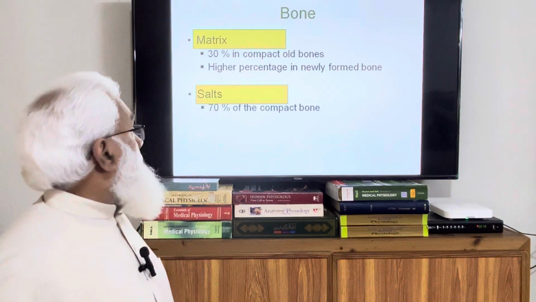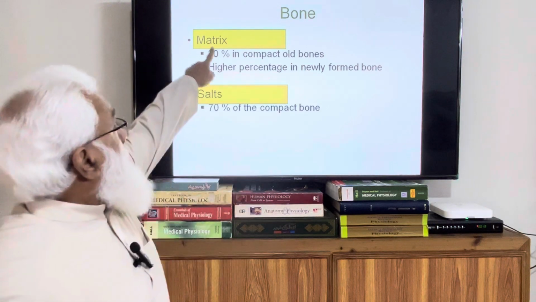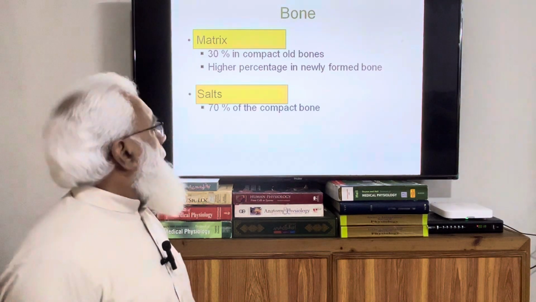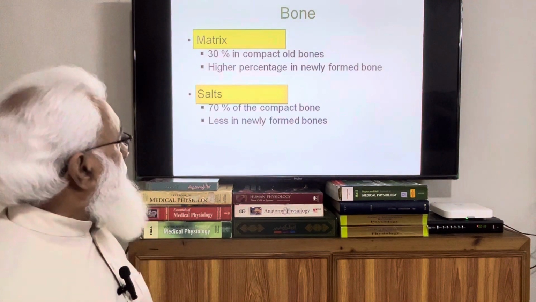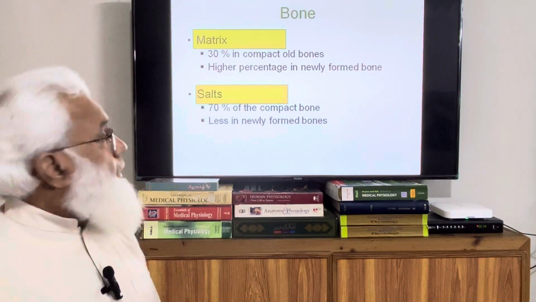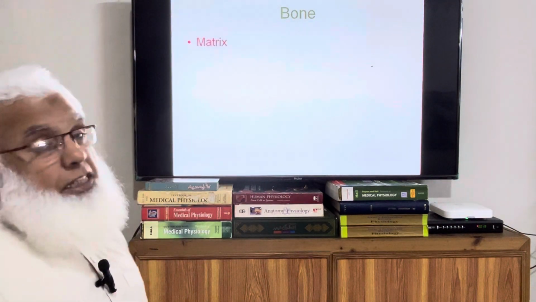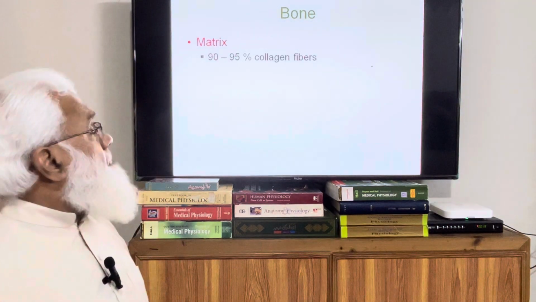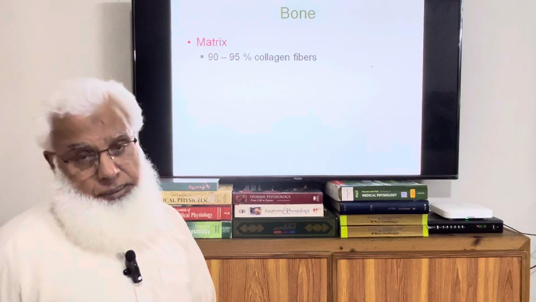And salts, as I said, in compact bone are 70%, so matrix is 30% of compact bone, and salts are less in the newly formed bones. Now, in this matrix, the most important element is the collagen fibers, protein.